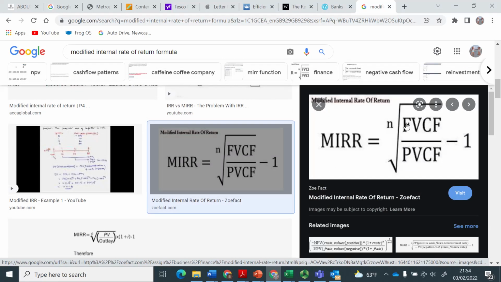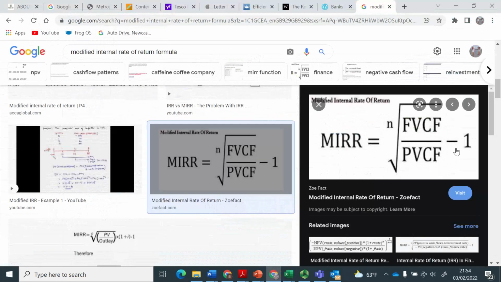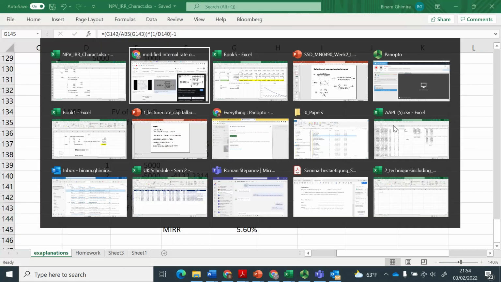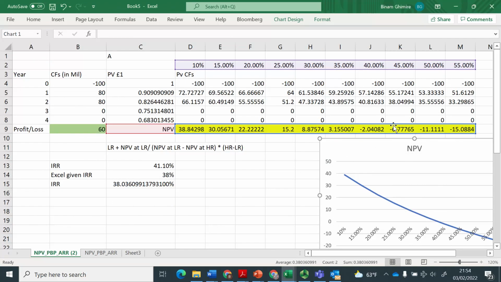This is a simple one. Future value of cash flows over present value of cash flows, minus 1. Okay, the one on the top is the future value of cash inflows. The one on the bottom is the present value of cash outflows. Of course, that 1 over n is also here. That n applies as 1 over n. So that's all that I wanted to discuss in terms of the IRR, the pitfalls of IRR.